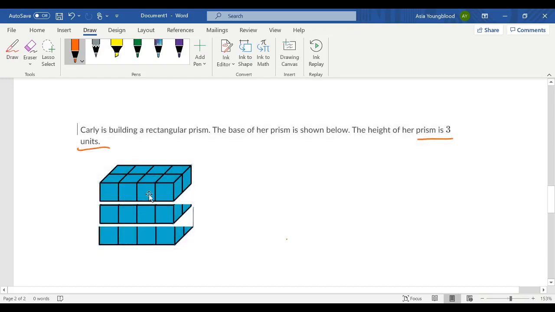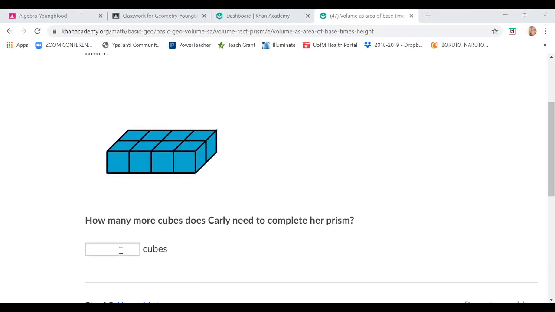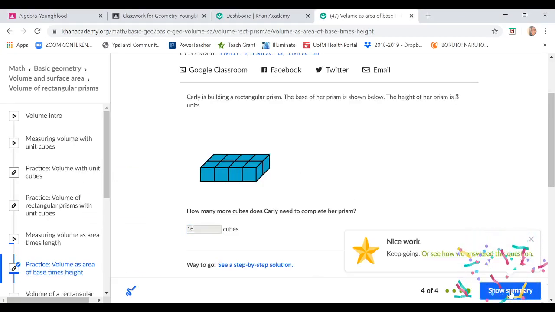So we know we added 1 base, and each base is 2, 4, 6, 8 units. So we added 8 units here, and we added 8 units here. So we added a total of 16 cubic units. So if we go back to our browser, she should have to add 16 more cubes.